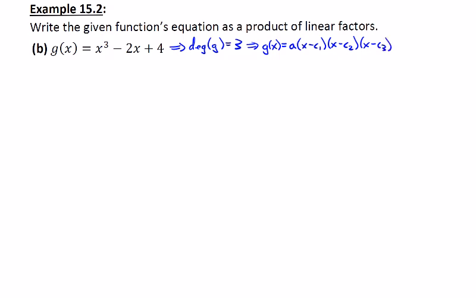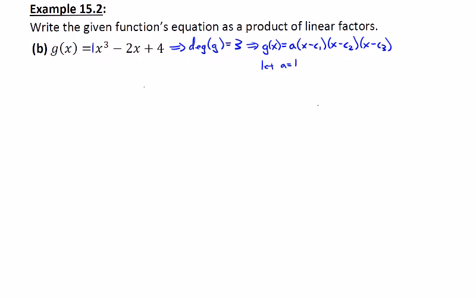So that means we need to figure out c1, c2, c3, and we can actually figure out a right now, since we've seen that a is just the leading coefficient, and leading coefficient is already that implied 1. So I'm going to start with saying let a be equal to 1, but then we still need to figure out c1, c2, and c3.